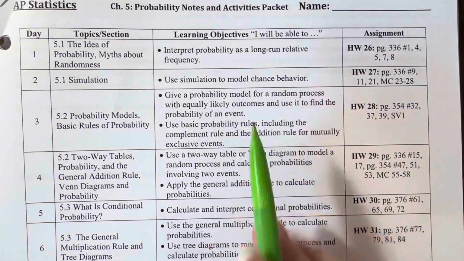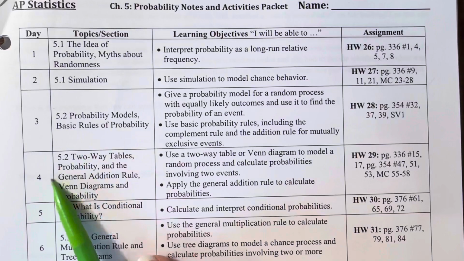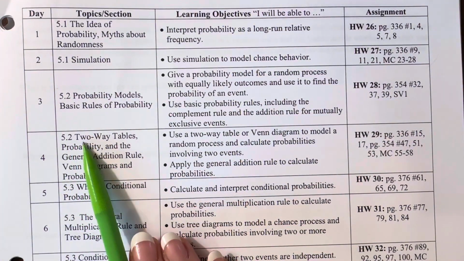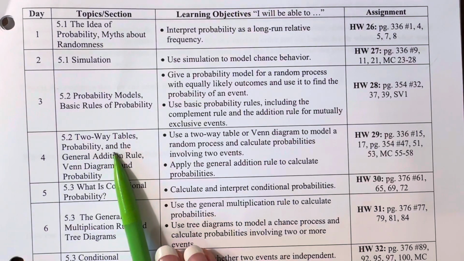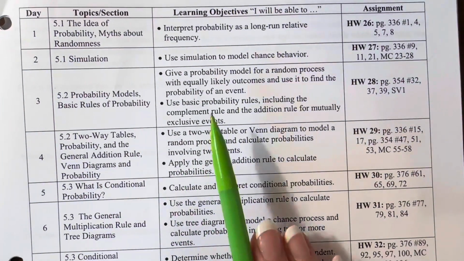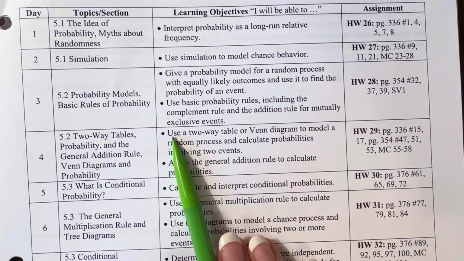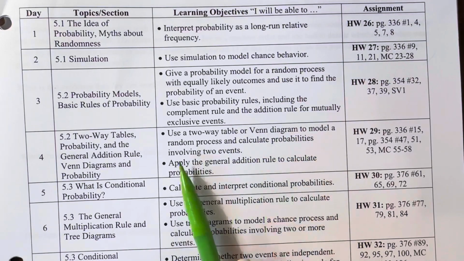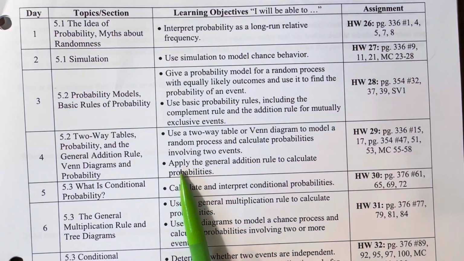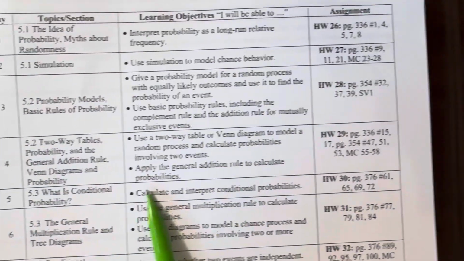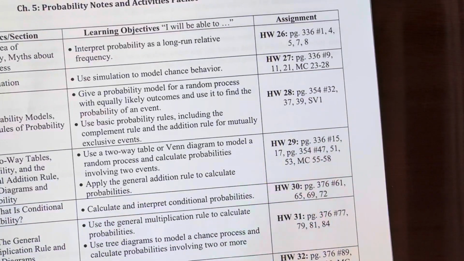We are still in Chapter 5. We are in Section 5.2, and this is our second day of 5.2. Today we will be looking at two-way tables, probability, and the general addition rule, as well as Venn diagrams and probability. By the end of this lesson, you'll be able to use a two-way table or Venn diagram to model a random process and calculate probabilities involving two events, and you'll be able to apply the general addition rule to calculate probabilities. At the end of this lesson, try these problems. Let's get started.